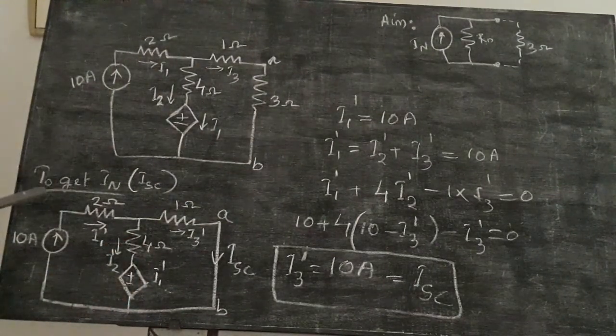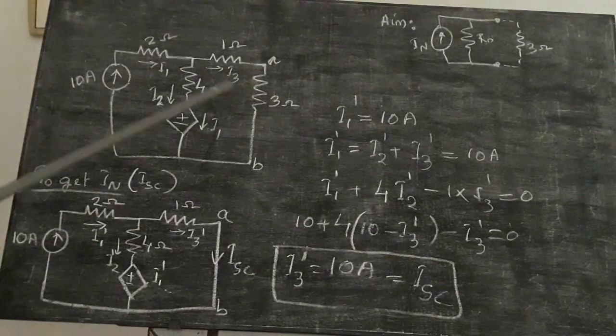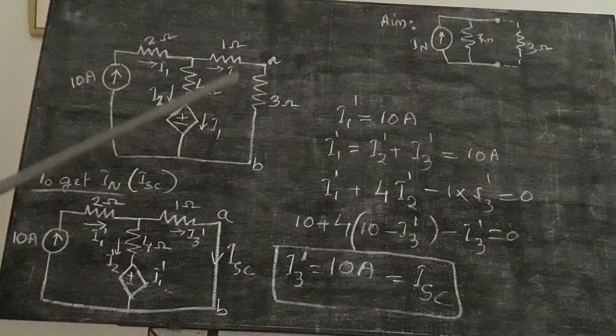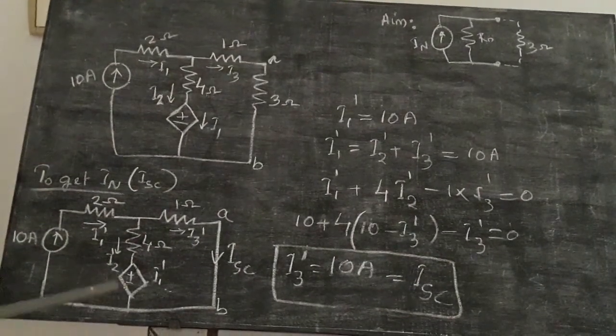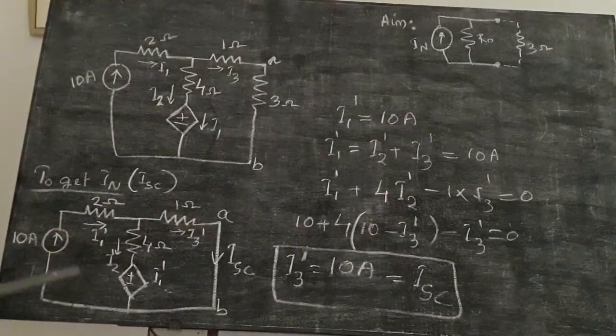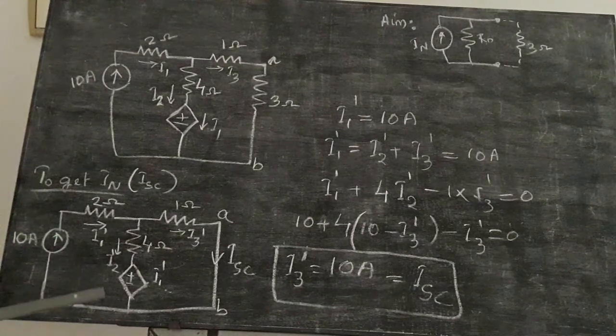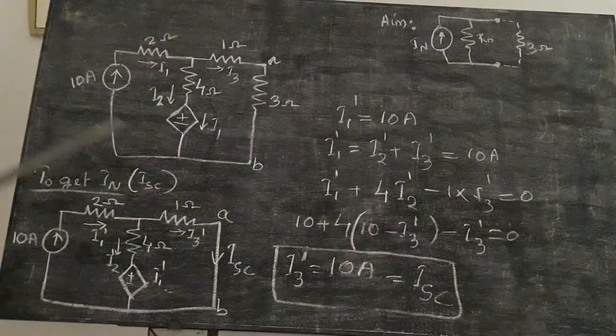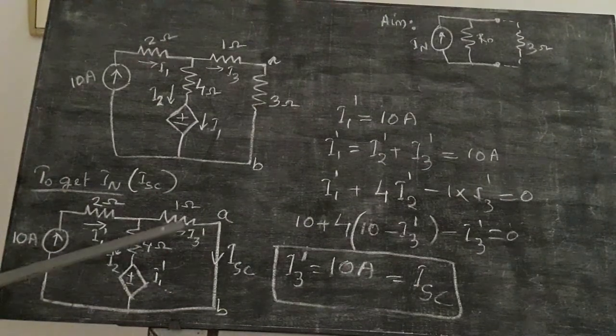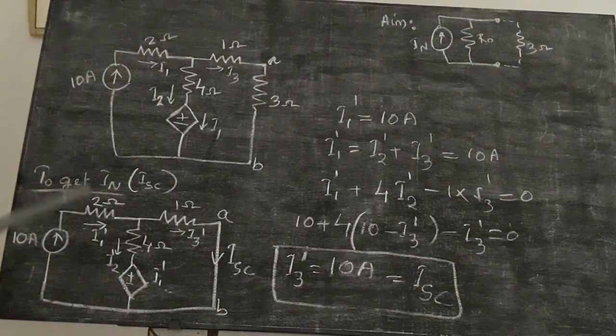First step, to get IN. IN is also called the short circuit current. So to find IN, first we have to remove the load. The 3 ohm is removed. Then short circuit the open terminal. See, this is the figure. Here, no 3 ohm, but instead the terminal AB is short circuited. And this current ISC is called the Norton equivalent current. So in this circuit, we have to solve for ISC.